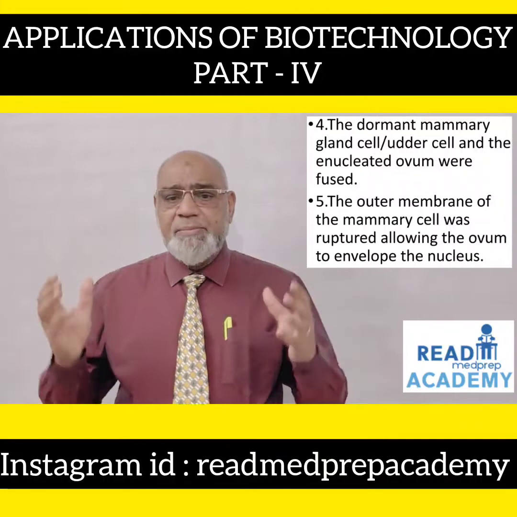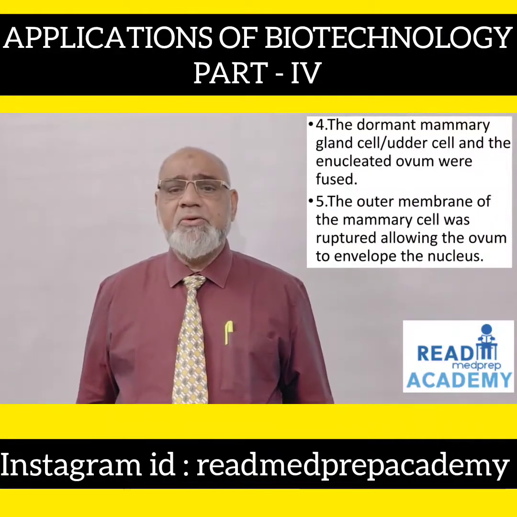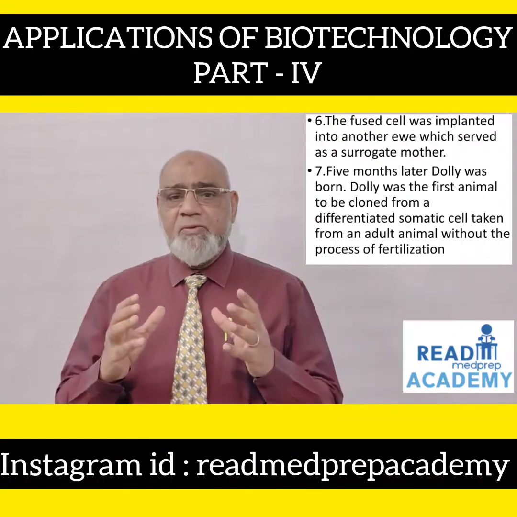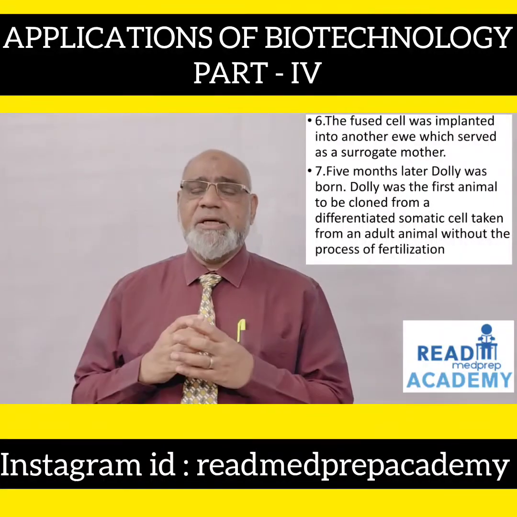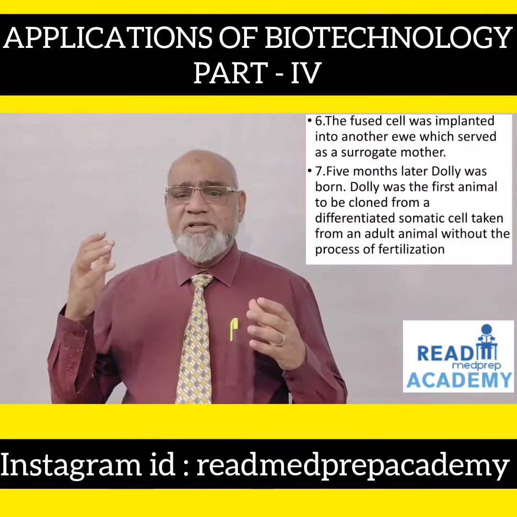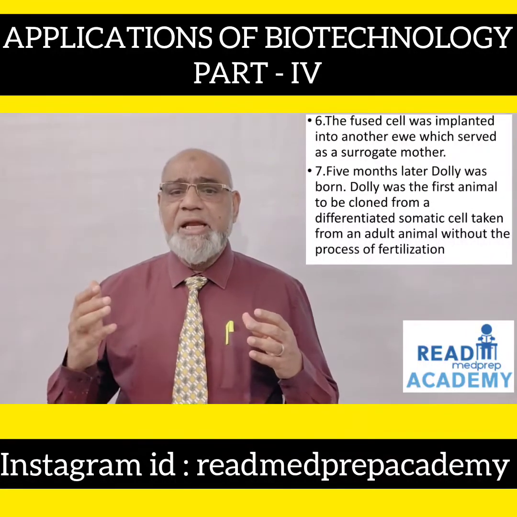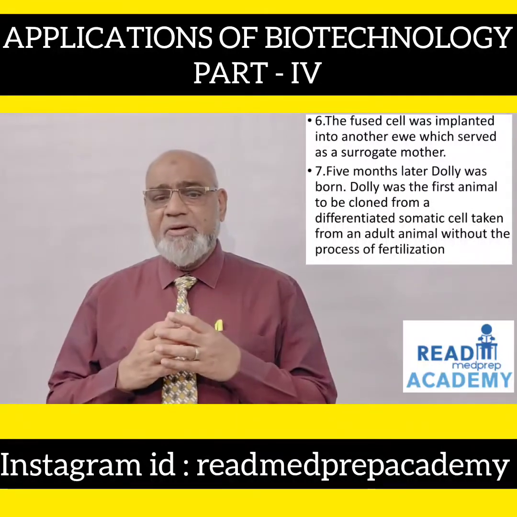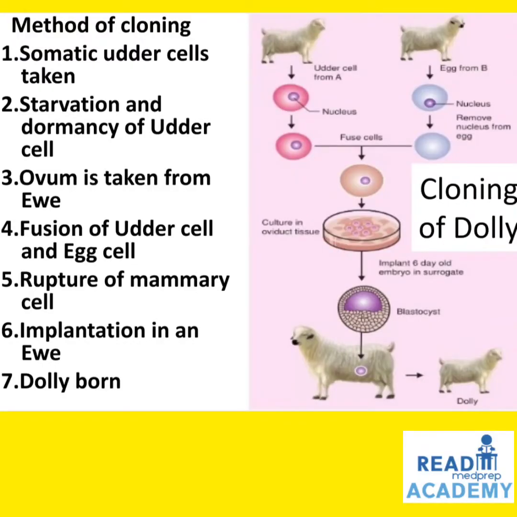The outer membrane of the mammary cell was ruptured, allowing the ovum to envelop the nucleus. The fused cell was implanted into another Eve, which served as a surrogate mother. Five months later, Dolly was born. Dolly was the first animal to be cloned from a differentiated somatic cell taken from an adult animal without the process of fertilization. Here you can see in the image how the cloning method is done.